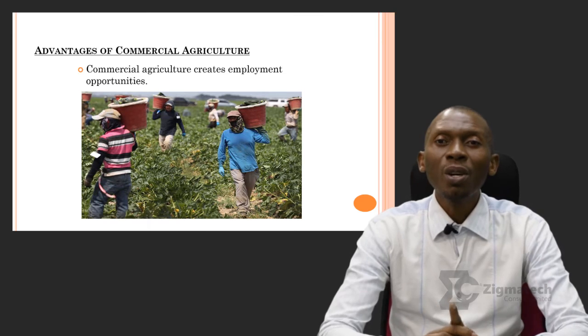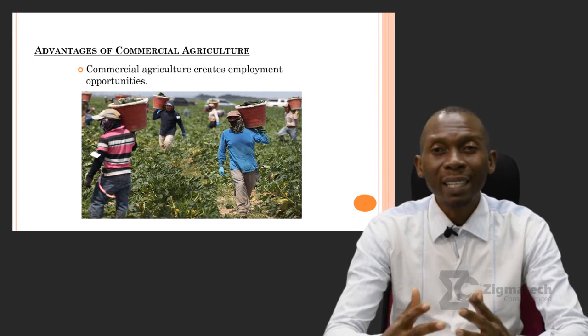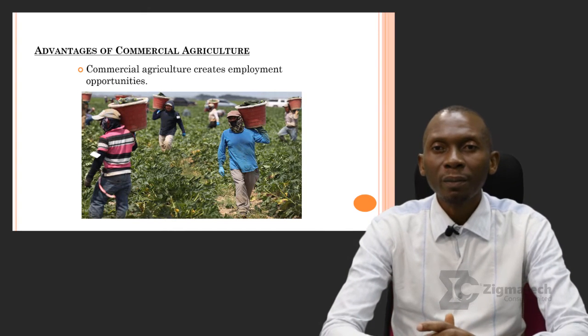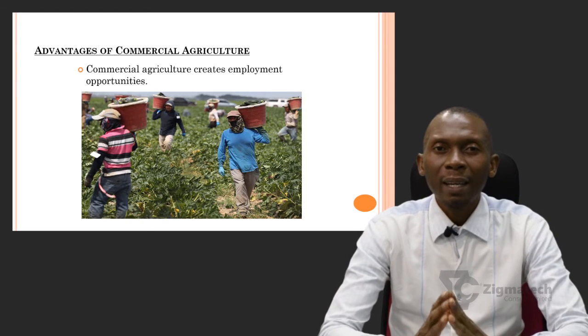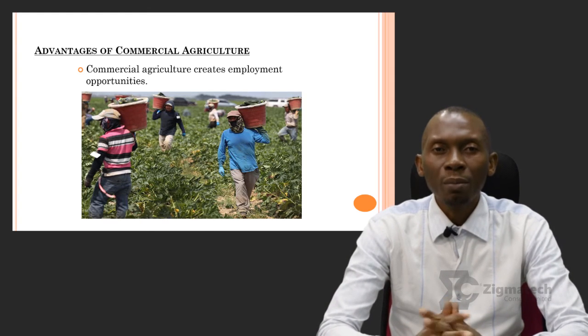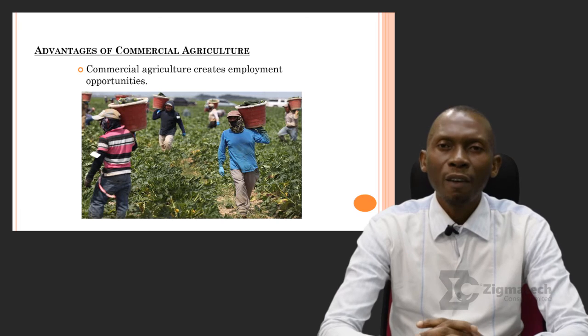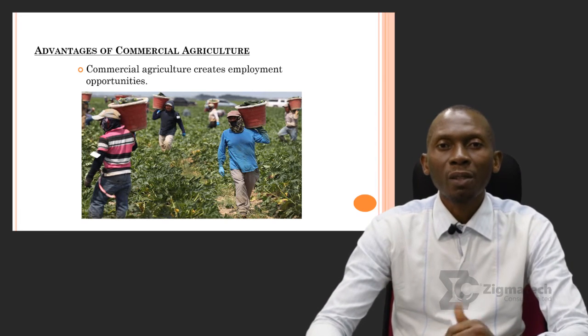And commercial agriculture also creates employment opportunities because of the scale of production, the farmer needs to get people involved. You understand? So skilled labor, remember we said it has to do with hired labor or skilled labor. So that serves as a means of providing employment opportunities for other people to get involved in farming.